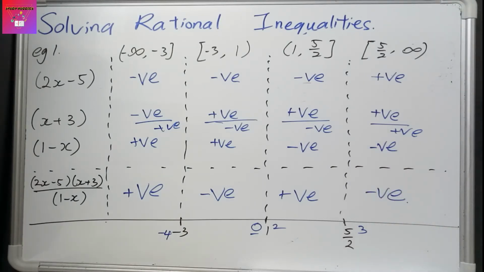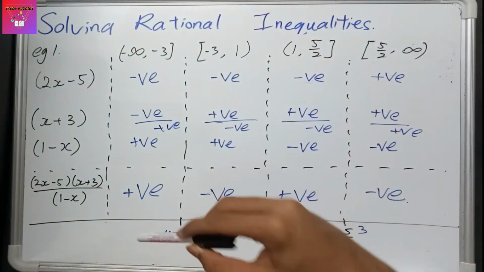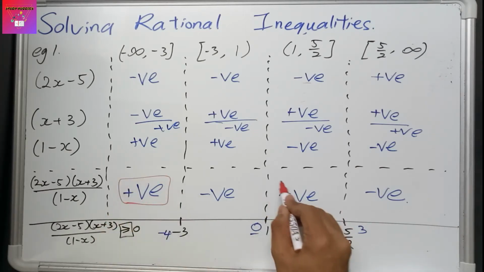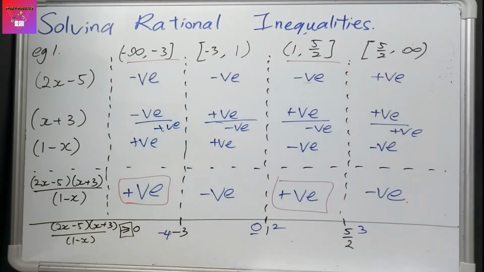So now you already know all the 4 tiers, which means you already know the positive or negative value for each of the intervals. Once you know that, you have to look at the question again, which is the one I've written here, which is (2x minus 5)(x plus 3) over (1 minus x) is greater than or equal to 0. As I've mentioned just now, if the value is greater than or equal to 0, we will be choosing the positive parts of the range. So positive and positive. Therefore these two ranges are going to be the answer.